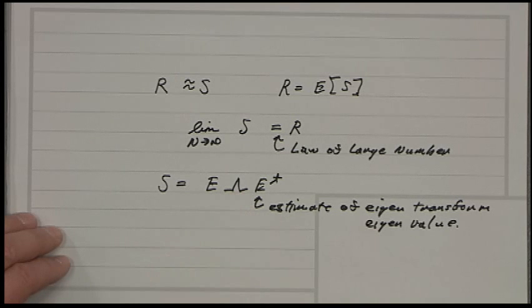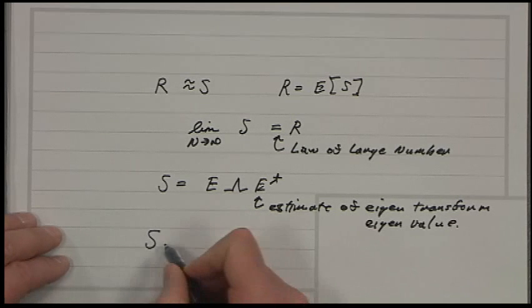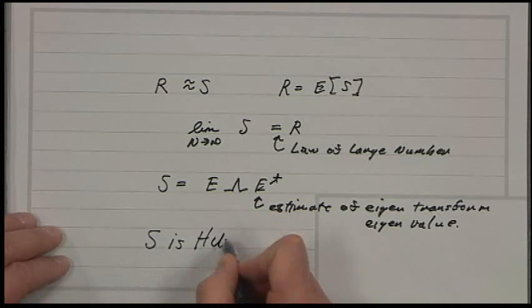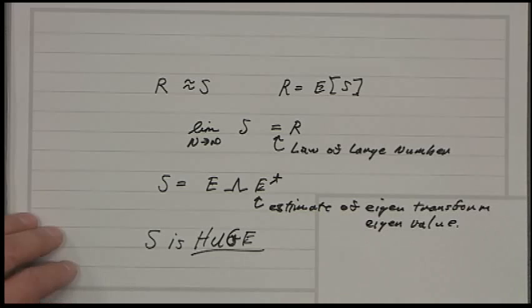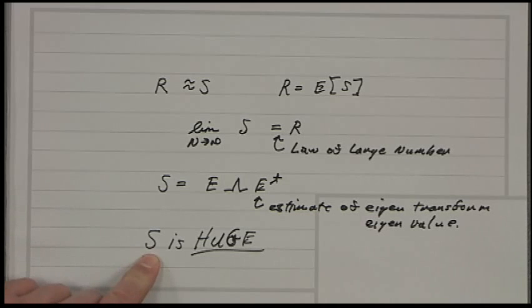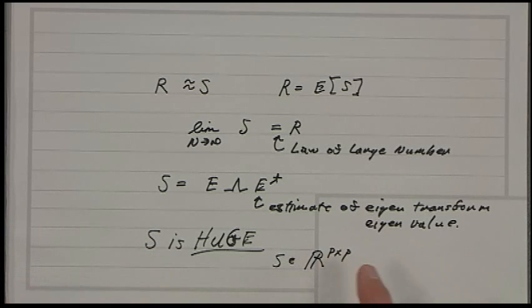So, okay, the problem is this. S is huge. S is huge because if P is large, S is P by P. So if it's 1 million pixels in the image, it's 1 million by 1 million. So 1 million squared is what?